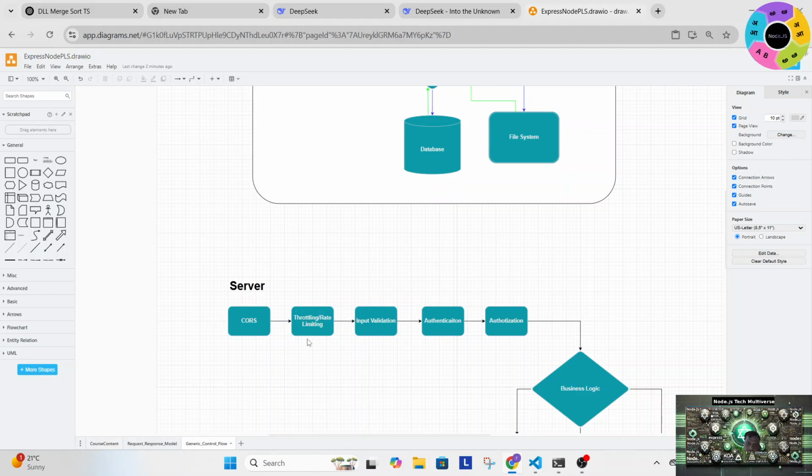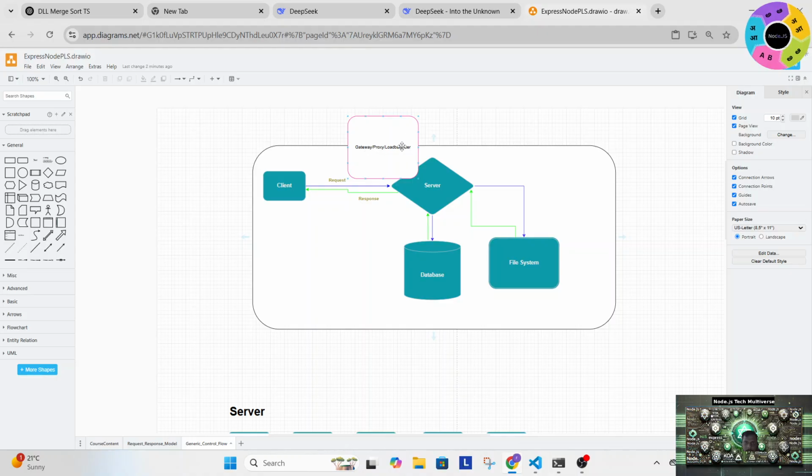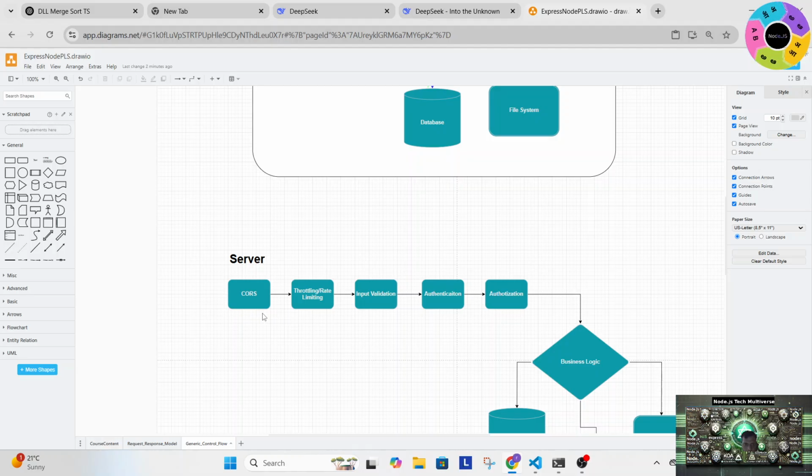But most of the time, this cross origin and throttling, the DevOps guys will set in the networking layer, the load balancer, proxy and gateway. They will set these things. But if they don't set them, we can set these things in our code also, I mean in the application server also we can set them up.